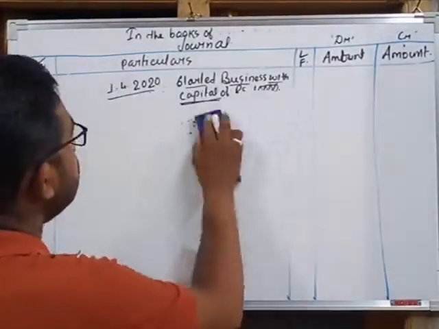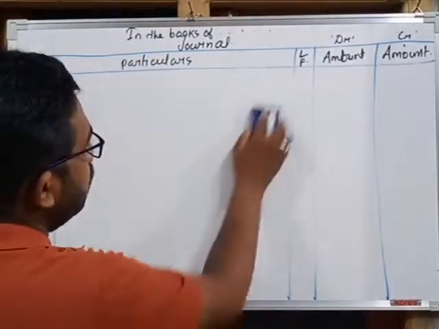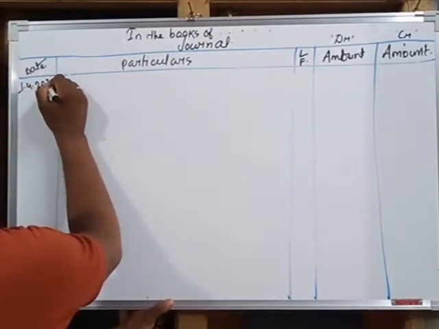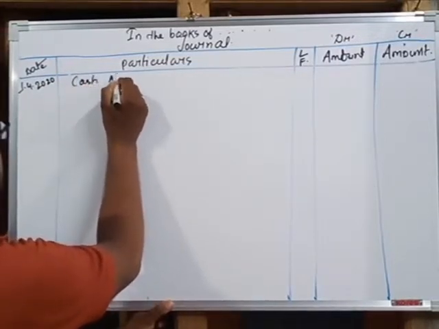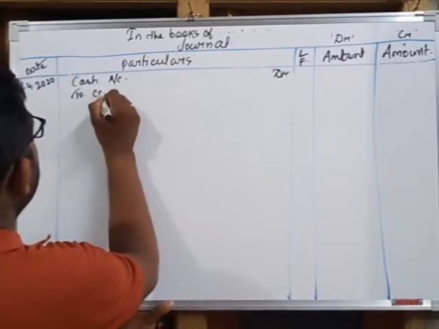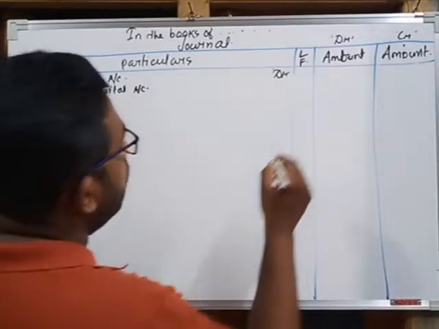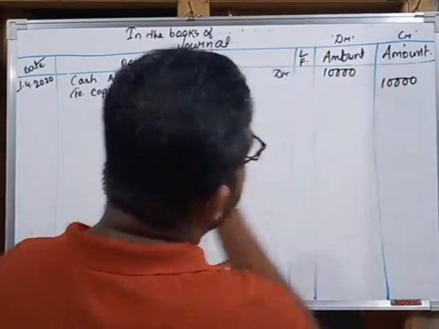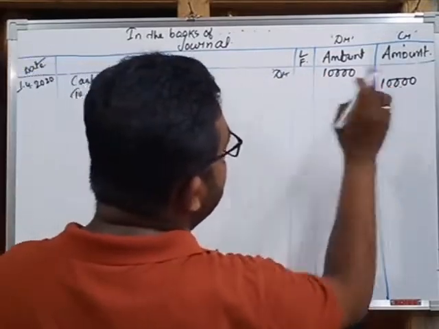This is the first transaction, and the date of the transaction is 1/4/2020. So what is the entry? Cash account debit to capital account. So what is the amount? 10,000. So one will be debited, another will be credited. So in debit we write 10,000 and in credit we write 10,000.